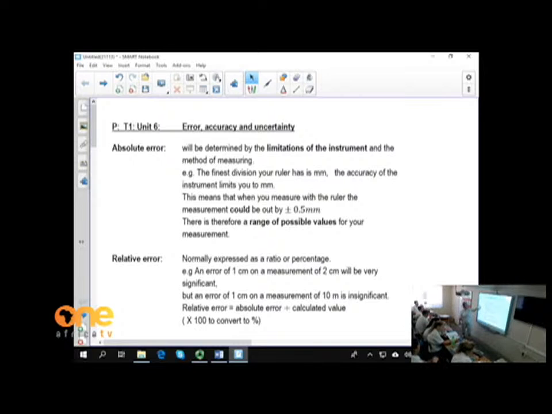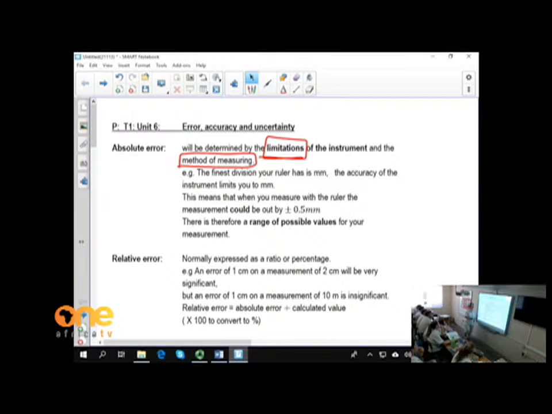So, an absolute error is the one that is determined by the limitation of the instrument in the first place. In other words, your ruler is calibrated in millimeters, so you can't go more accurate than a millimeter. And then the next part, the method of measuring. If you use that ruler incorrectly, you're not going to have a proper answer. So an absolute error is determined by the limitation of the instrument in the first place, and in the second place, how you work with that instrument.